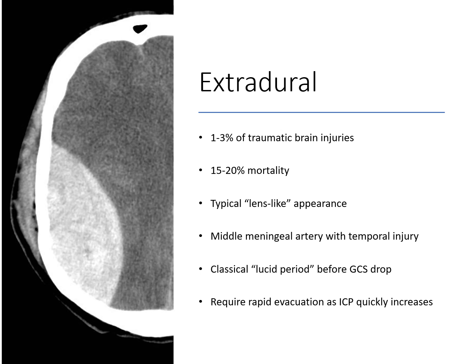They've got this typical lens-like appearance, commonly caused by bleeding from your middle meningeal artery. And the classical presentation is that a patient will have a head injury and then have a lucid period before a catastrophic GCS drop. They require rapid surgical management to prevent your intracranial pressure rising very quickly.